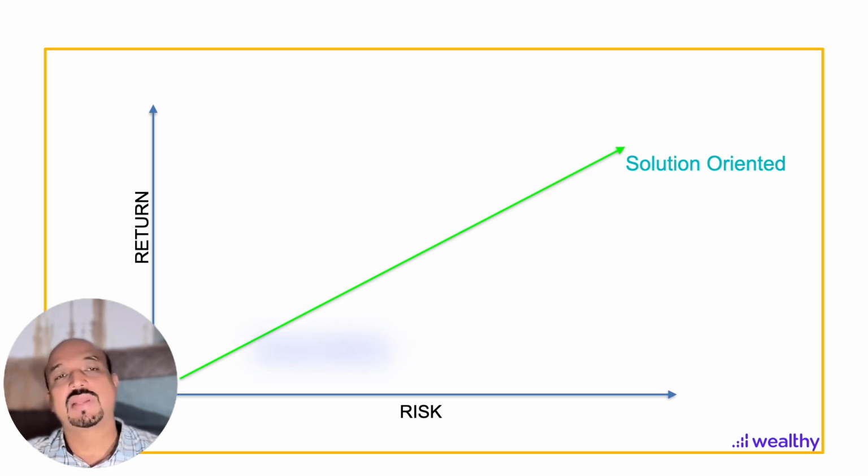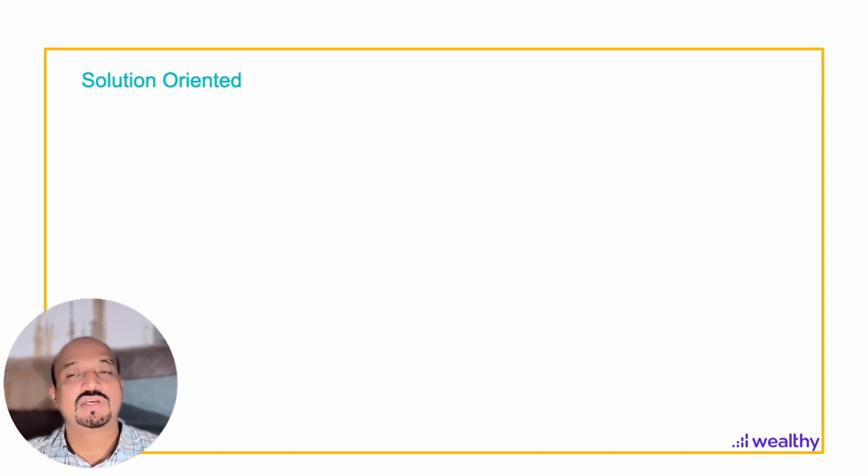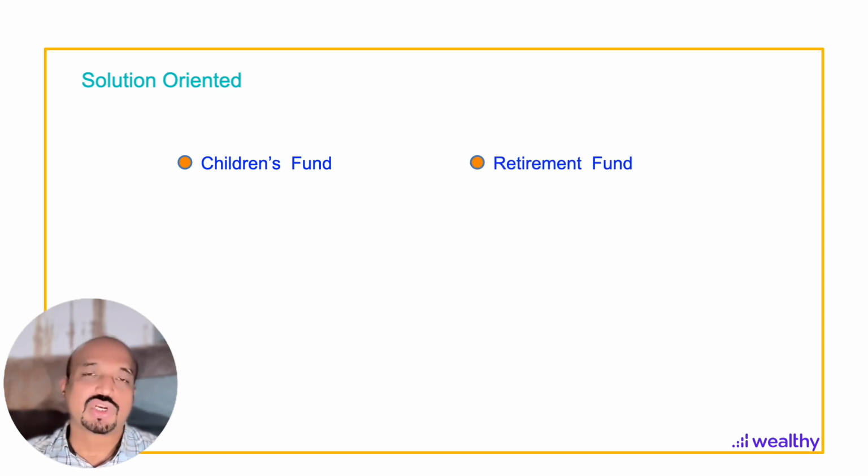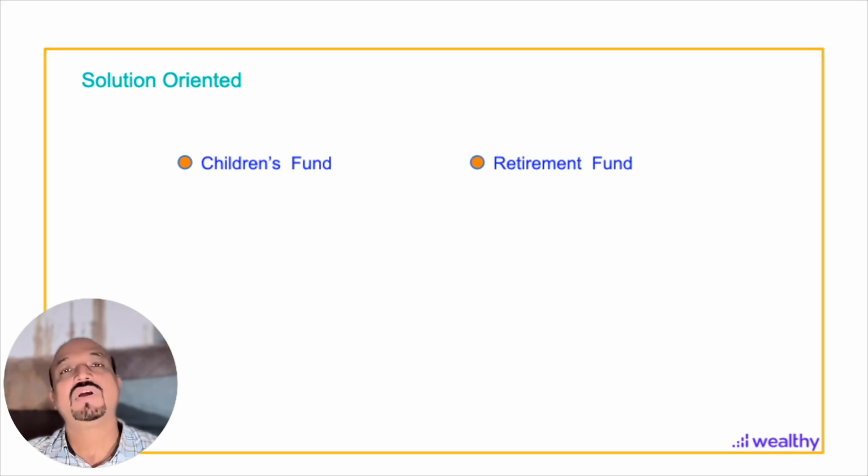Next, the last one that we have is the solution-oriented category. In the solution-oriented category, as the name suggests, it is for a specific solution. Typically we have two kinds of products available in the market today. One is children's gift funds, which are invested for the purpose of children's future, it could be for their education or for marriage purposes. And then you have retirement-oriented funds, with the specific objective of creating a retirement corpus for individuals.